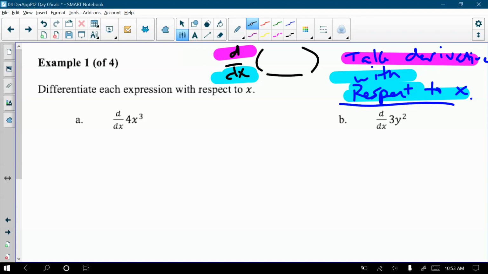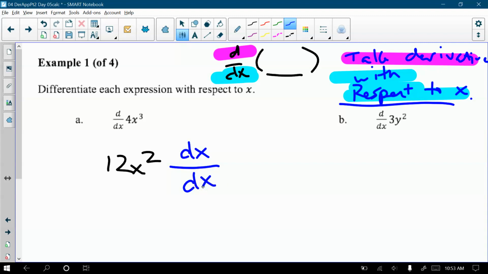So for example, for 1a, when I take the derivative of 4x cubed, I'm taking the derivative of 4x cubed with respect to x, and that makes sense. I'm going to get 12x squared. Okay, nothing new there. In fact, what I would actually get is 12x squared dx.